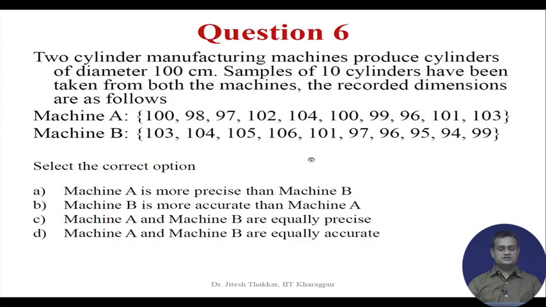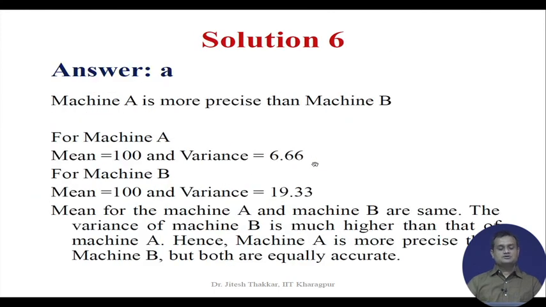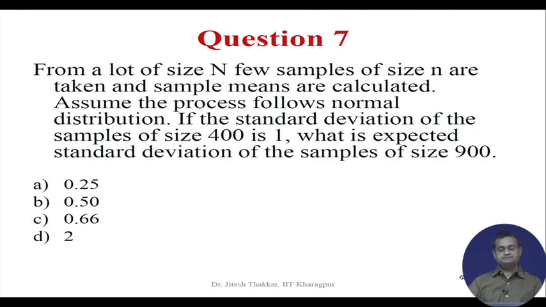You can see machine A is more precise than machine B. So, for machine A, mean is equal to 100 and variance is equal to 6.66, machine B mean is equal to 100 and variance is equal to 19.33. So, mean for the machine A and machine B are same, you can see it. The variance of machine B is much higher, almost 3 times that of machine A. So, machine A is more precise than machine B, the readings of machine B are more scattered, and so far as the accuracy is concerned, both are equally accurate.